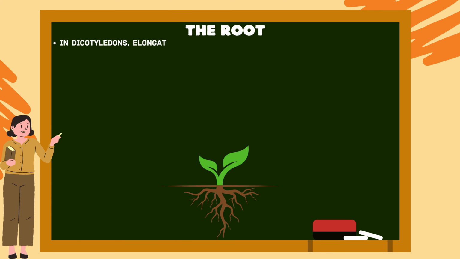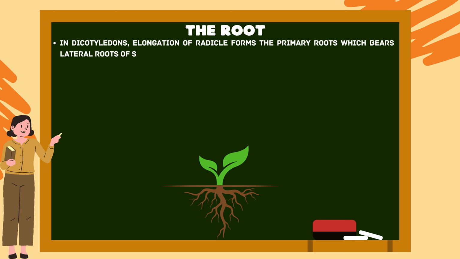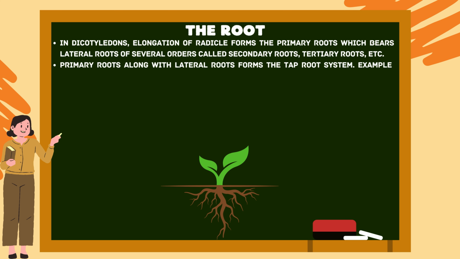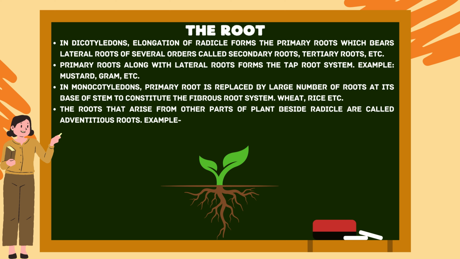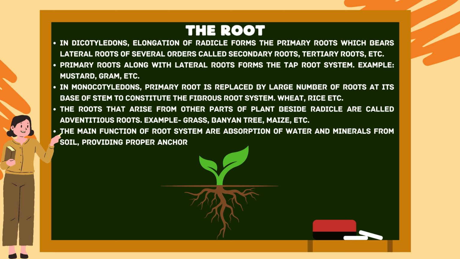Moving to the next part, that is the root. In dicotyledons, the elongation of the radicle forms the primary root, which bears lateral roots of several orders called secondary roots, tertiary roots and so on. The primary root along with lateral roots forms the tap root system, for example mustard, gram, etc. In monocotyledons, the primary root is replaced by a large number of roots at the base of the stem to constitute the fibrous root system, for example wheat, rice, etc. The roots that arise from other parts of the plant besides the radicle are called adventitious roots, for example grass, banyan tree and maize, etc. The main functions of the root system are absorption of water and minerals from soil, providing proper anchorage to plant parts and storing reserve food materials.